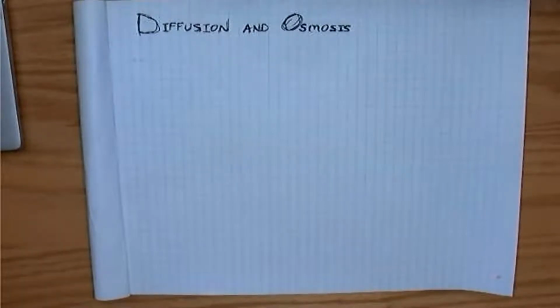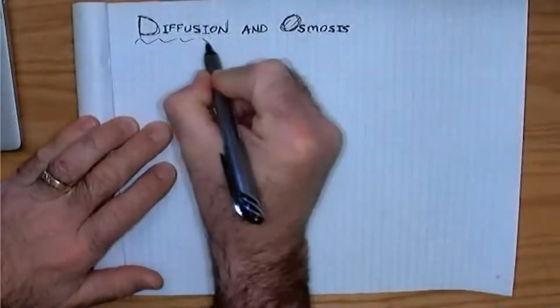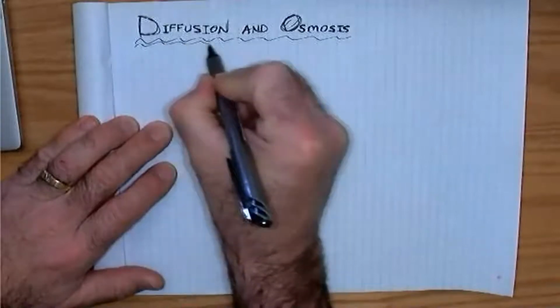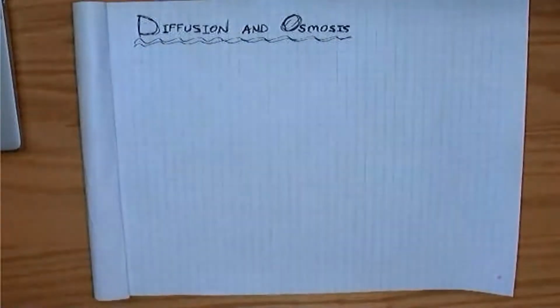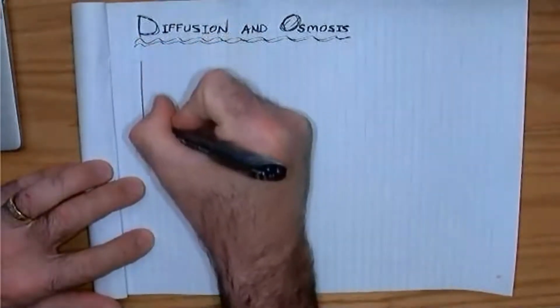Today we're going to begin that journey looking at the two main processes that enable the cell membrane to do its job. Those two processes are called diffusion and osmosis. Diffusion and osmosis. So I want to start by just thinking about something.